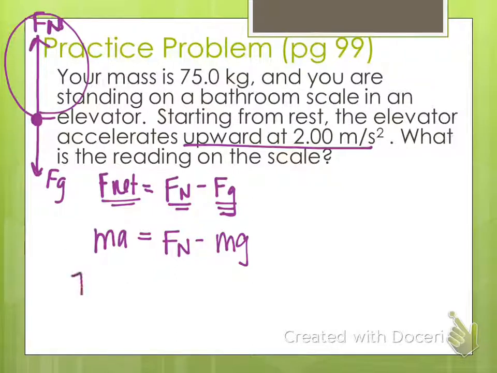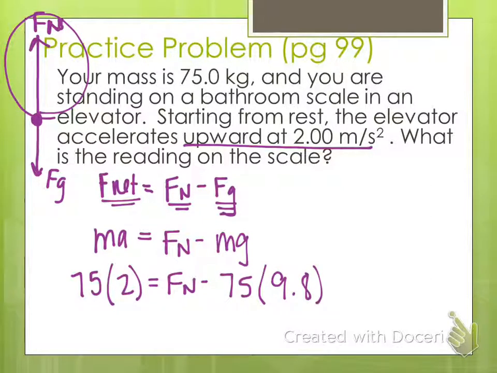So we're going to take 75 times our acceleration. Is our acceleration up or down? Up, so it needs to stay a positive 2. We're solving for F sub n. We'll take 75 times 9.8. Okay? And this minus right here accounts for our negative gravity all the time. So we just plug in a positive 9.8 because this subtraction right here accounts for gravity going in the downward direction.